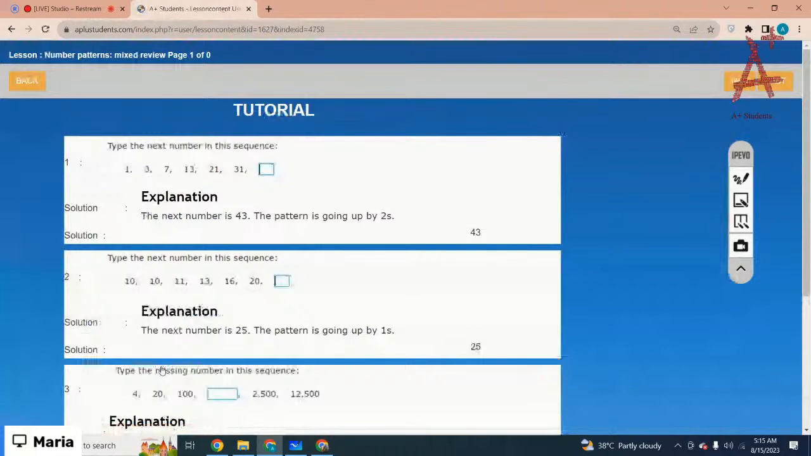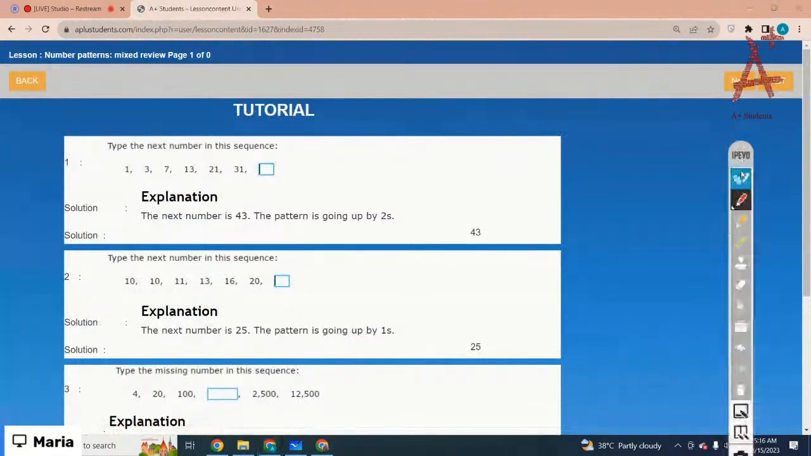The next number is 43. The pattern is going up by twos. By twos? No. Okay, let me just explain. 1 and 3. Let me just write them down on the board. 1, 3, 7, 13, 21, and 31.